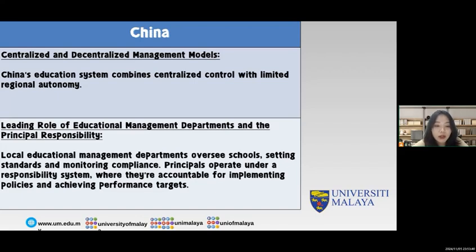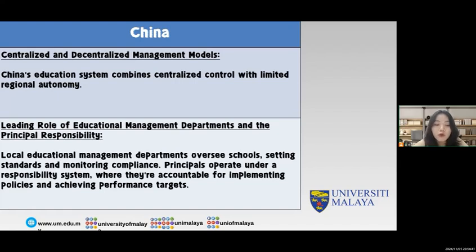And the leading role of educational management departments and the principal responsibility. In China, local educational management departments oversee schools, setting standards and monitoring compliance. Principals operate under a responsibility system where they are accountable for implementing policies and achieving performance targets. The principal responsibility system means that principals must report to local education authorities on school outcomes, resources, and staff management. They often work closely with government-appointed school committees that guide decision making, ensuring school management reflects both national priorities and local implementation details.